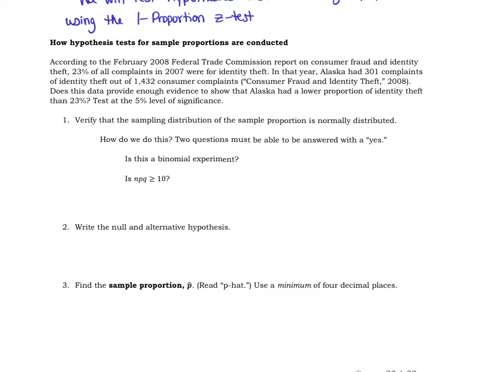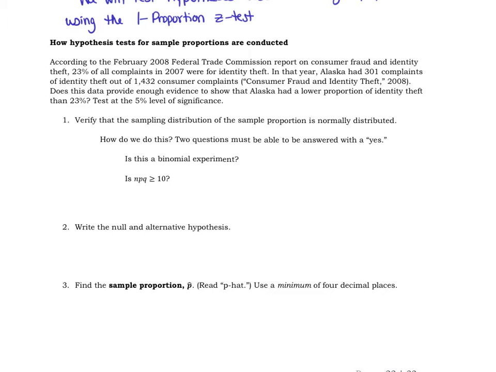So let me walk you through the way a hypothesis test would be conducted. Okay. So according to a 2008 study by the Federal Trade Commission, 23% of all complaints in 2007 were for identity theft. Okay, so that would be like nationwide. In that year, Alaska had 301 complaints of identity theft out of 1,432 total consumer complaints. Does this data provide enough evidence to show that Alaska has a lower proportion of identity theft than 23%? So are they different, for example, from the rest of the nation?